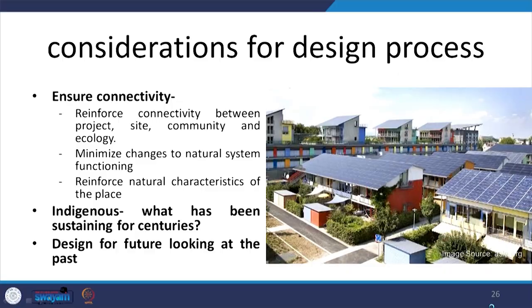Now, once we know what we have to deliver, we have to have certain points in mind when we are starting the design process. I will very briefly go over these considerations for the design process. The first is to ensure connectivity, because sustainability is essentially system thinking. We have to think of all the components, put them in one system, and then see. We cannot design a building in isolation. We cannot say that my building is sustainable if we send out our waste to another site, send out our wastewater to another one, or take a lot of energy from a third one.